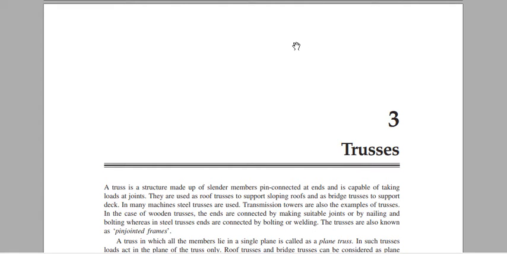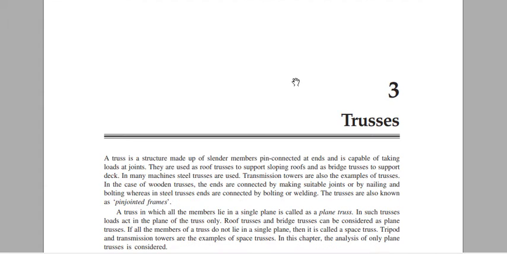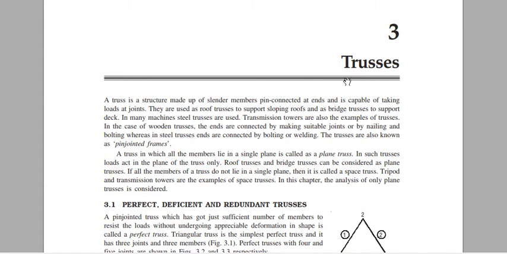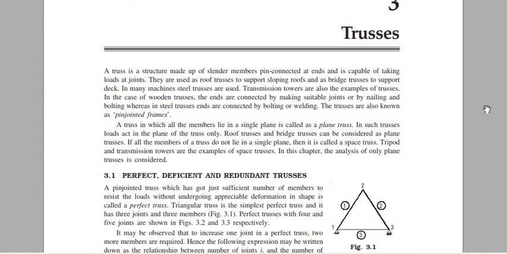3 Trusses. A truss is a structure made up of slender members pin-connected at ends and is capable of taking loads at joints. They are used as roof trusses to support sloping roofs and as bridge trusses to support deck. In many machines, steel trusses are used. Transmission towers are also examples of trusses.